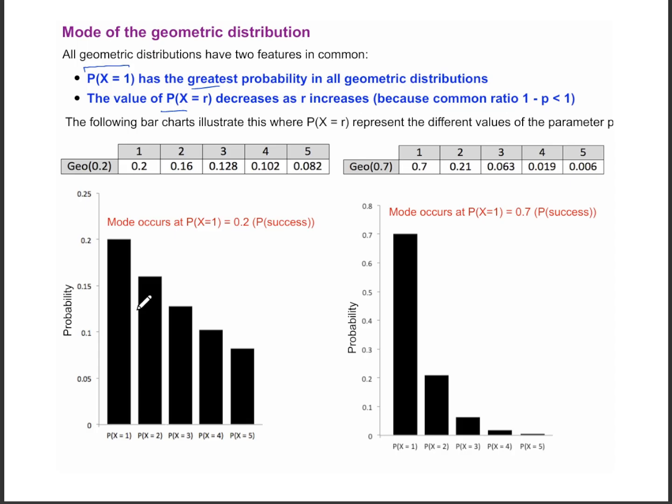As you can see here, we have 2 examples, one with probability of success 0.2 and the other with probability of success 0.7. And both of them, as you see, the probability reduces as the r increases. Same here, the probability reduces as the r increases. Meaning the first attempt is actually the attempt with the highest probability of you getting a success.